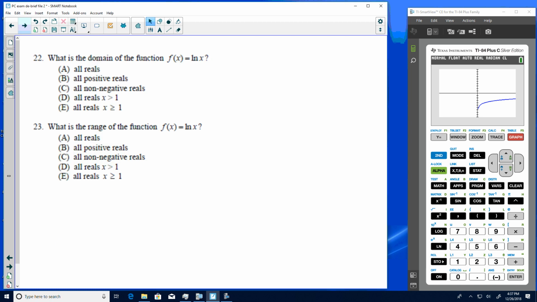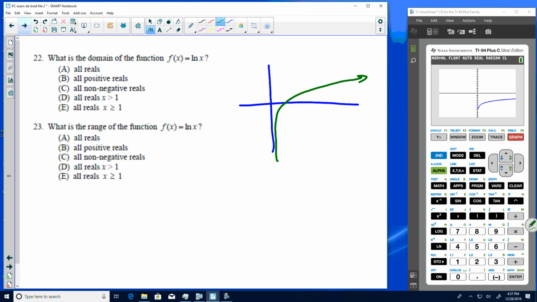22 and 23 I put together here. If you have the right picture in your head, these are trivial. So again, let me get a little sketch of the log graph. Remember, it goes all the way down like that, and then it goes like that. And the first one talks about the domain. So the domains are the X values, right? We never get to 0. So we're going from 0 on out. So all reals. And now this says positive, this says non-negative.